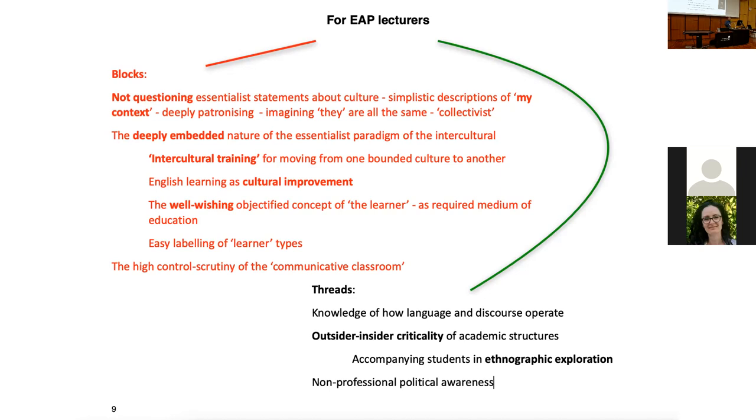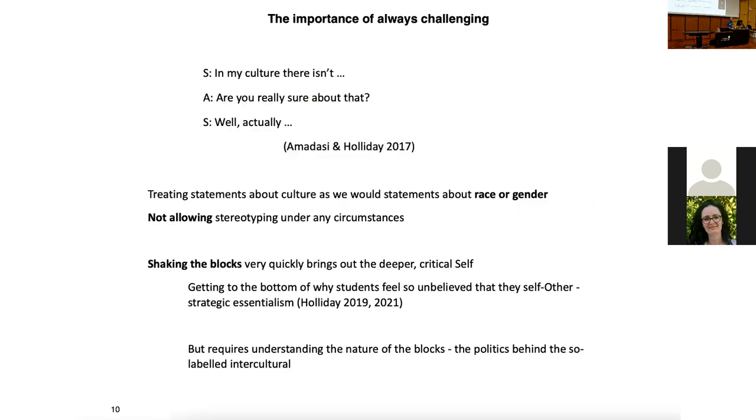The threads, we have knowledge of how language and discourse operates. This is what we know as applied linguists. As EAP teachers, we have this wonderful insider-outsider relationship with the institution. So that we're not part of the academic department, but we sort of are, and we can go in and out, and we can see how things operate. We can watch the academic cultures. We can accompany our students in ethnographic exploration. Okay. The importance of always challenging.